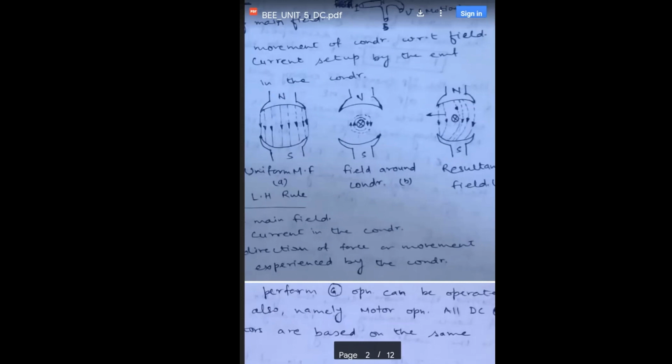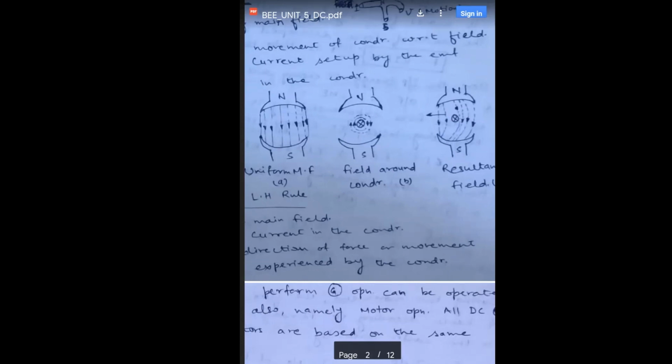It is very important to remember: motor, Fleming's left hand rule; generator, Fleming's right hand rule. So I will give you a punchline with which you can understand this and remember it for long. Okay, great role models loved by all.